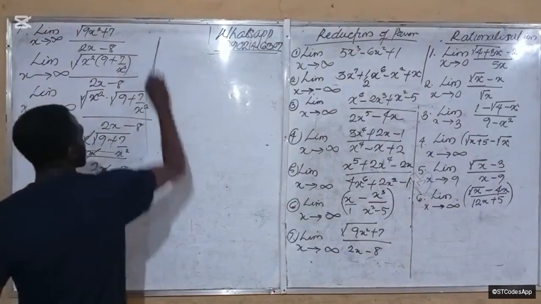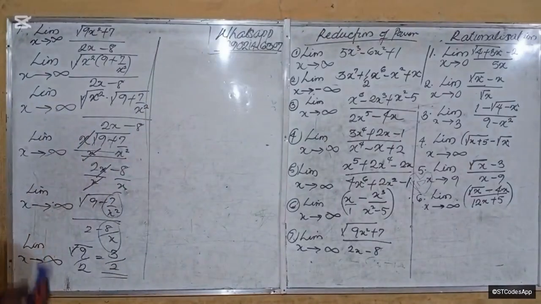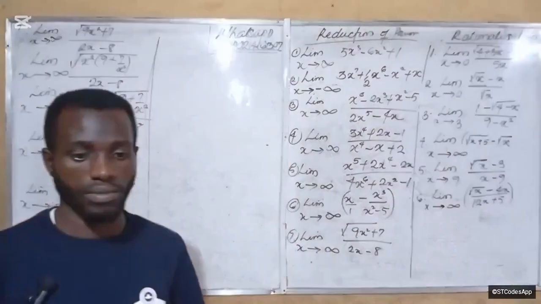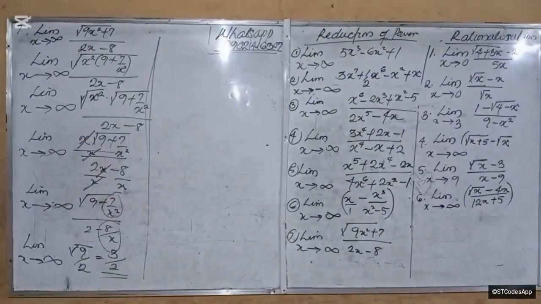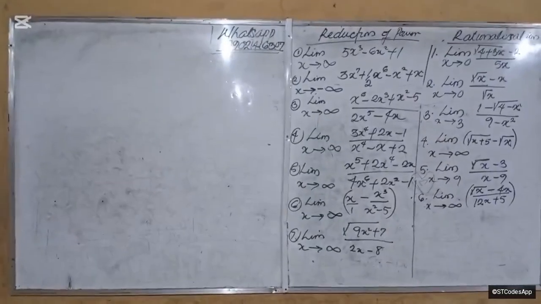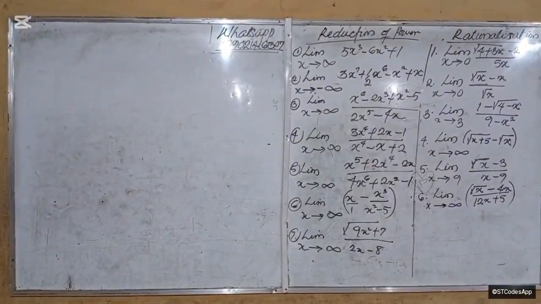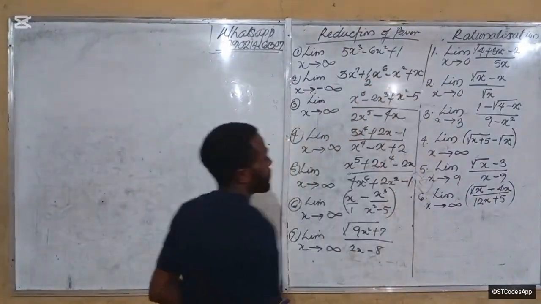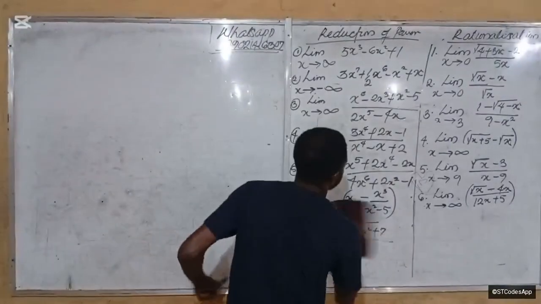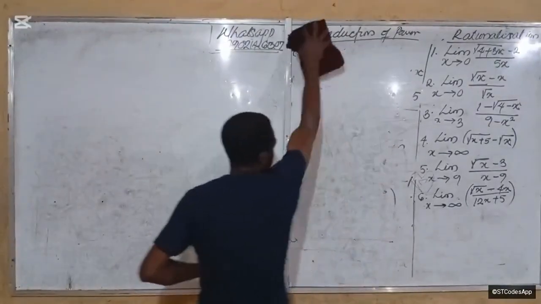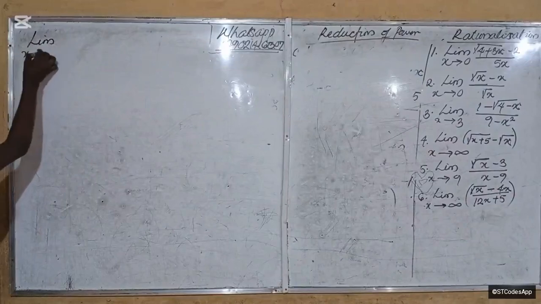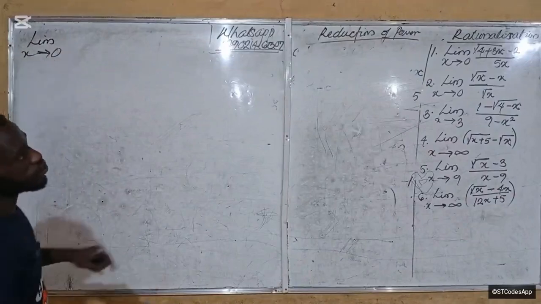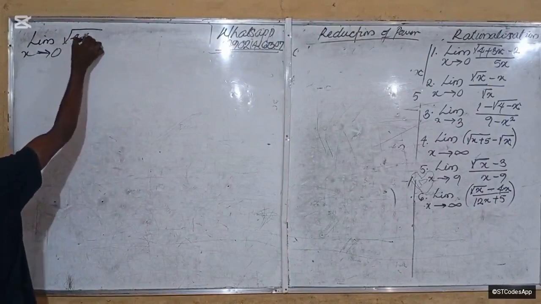Alright, let's proceed to the method of rationalization. Let's solve all of these questions by rationalization. Number 1 says the limit as x approaches 0 of the square root of 4 plus 3x.